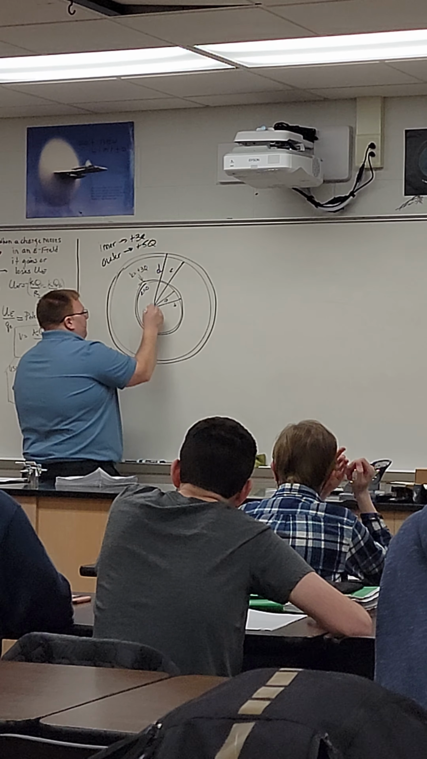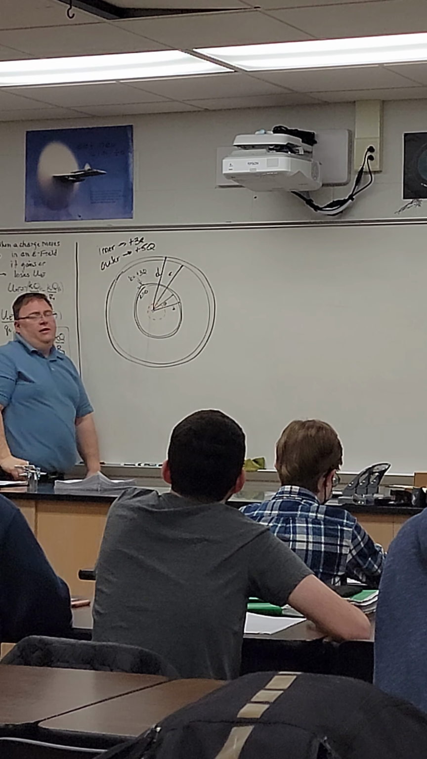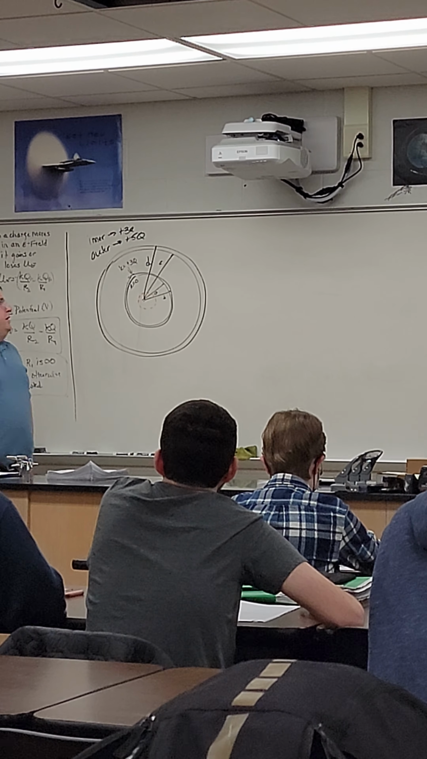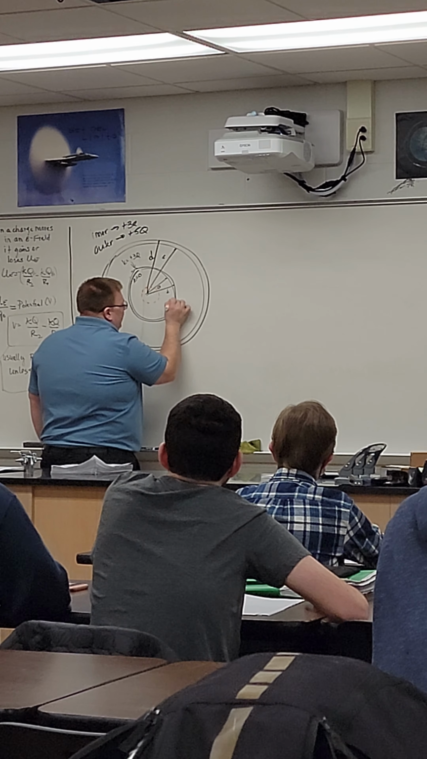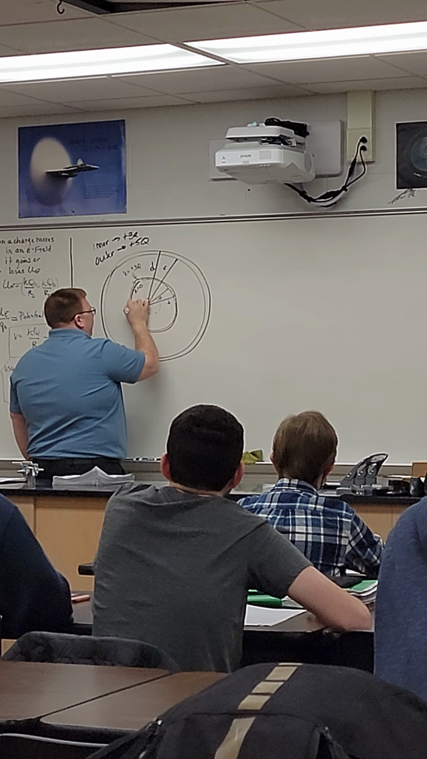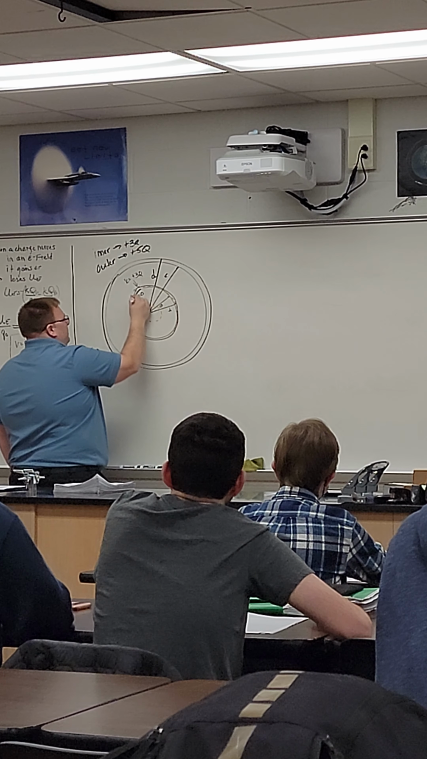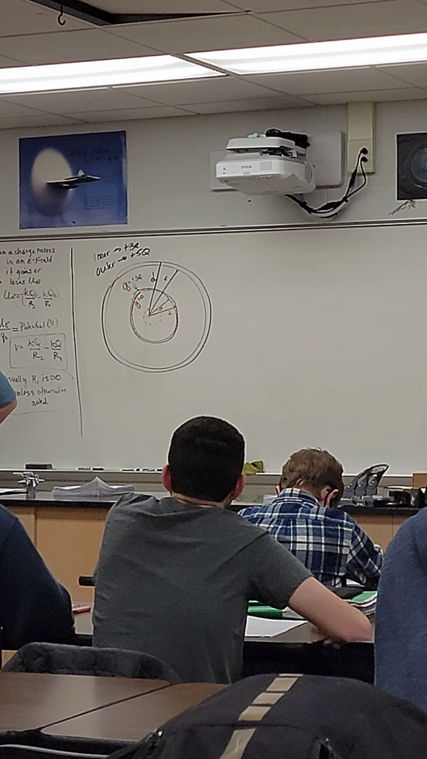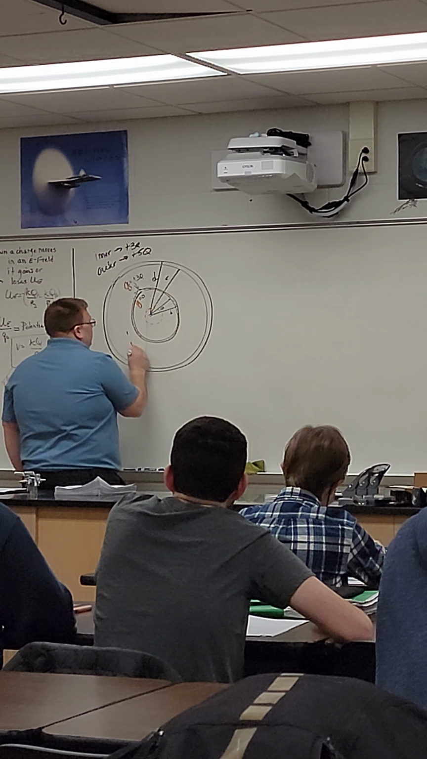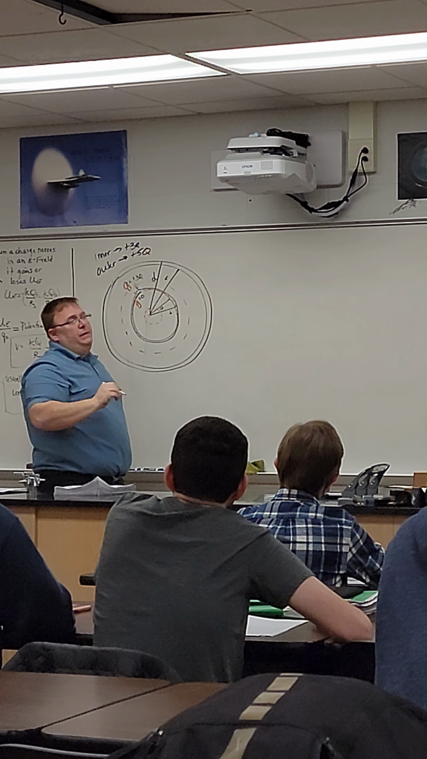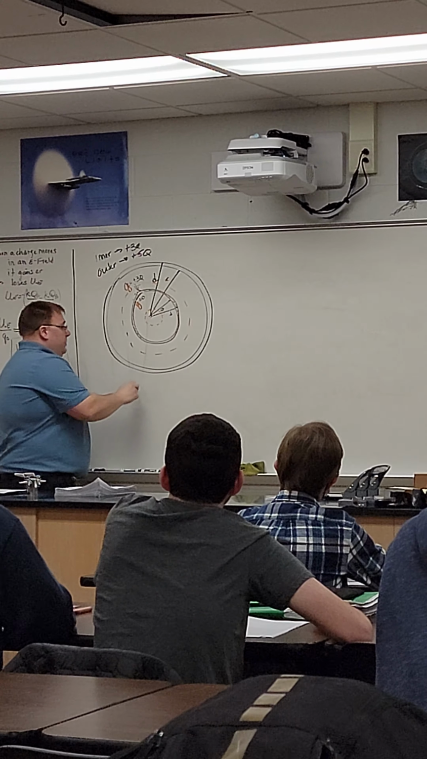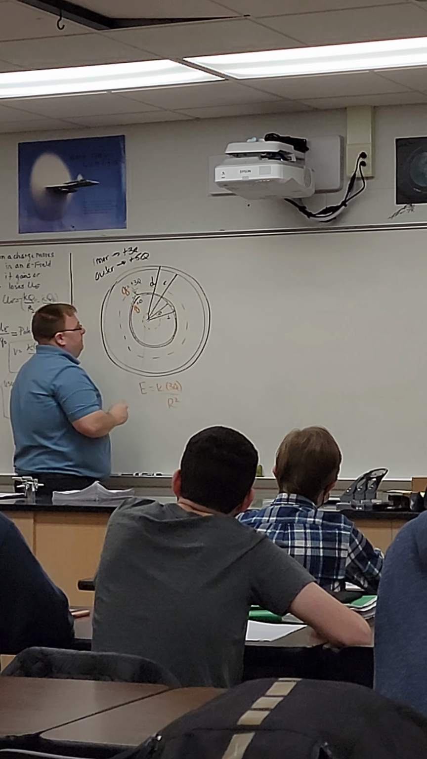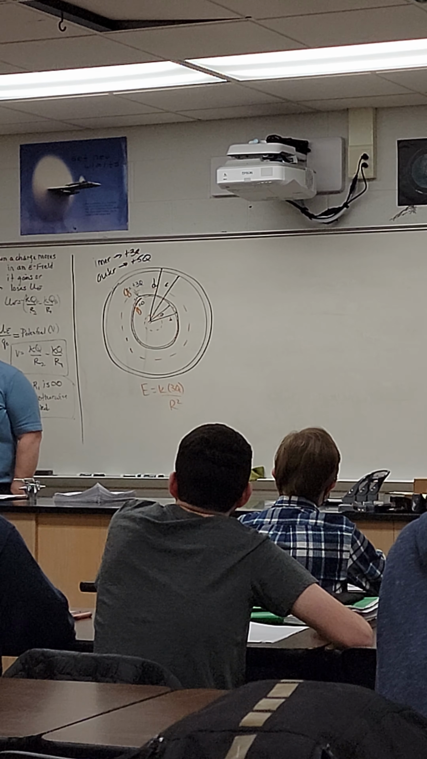So if I enclose inside the shell, how much charge is enclosed? 0, which means the electric field is 0. What if I make a surface inside the shell? How much charge is enclosed? 0. So the electric field inside the shell would be 0. Now, if I go outside the first layer, the charge enclosed would be 3Q. So E would equal k times 3Q over r squared, depending on where you are.